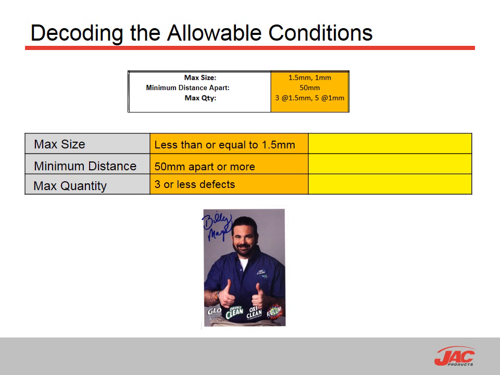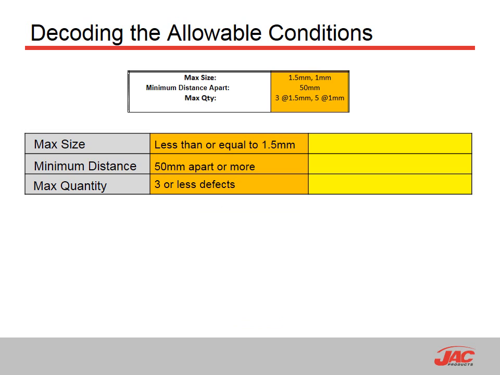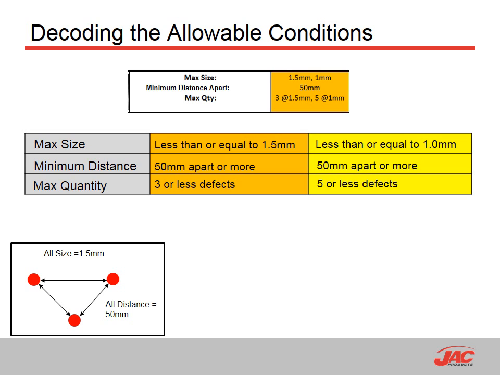But wait, there's more. As an added bonus, if all of the defects are less than or equal to 1 millimeter, they still have to be 50 millimeters apart from each other, but you can have a quantity of 5 defects. In this example, all 3 defects are less than or equal to 1.5 millimeters, and they are at least 50 millimeters apart from each other. This part would be passed based on the first set of criteria in orange.